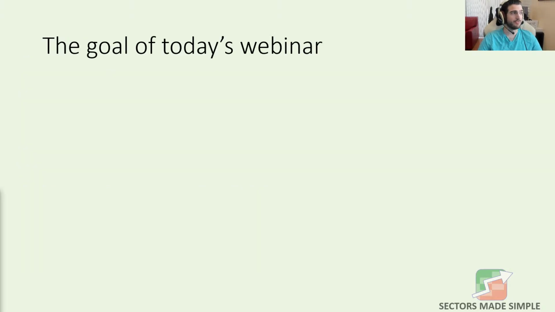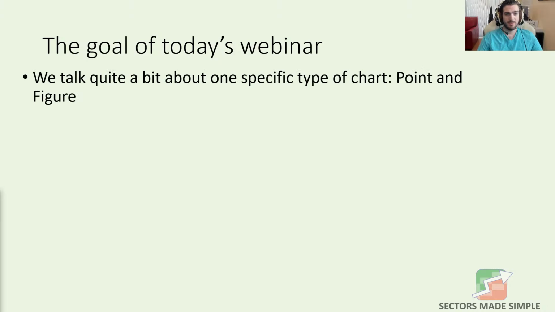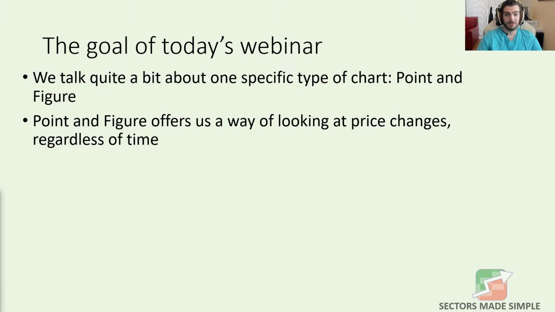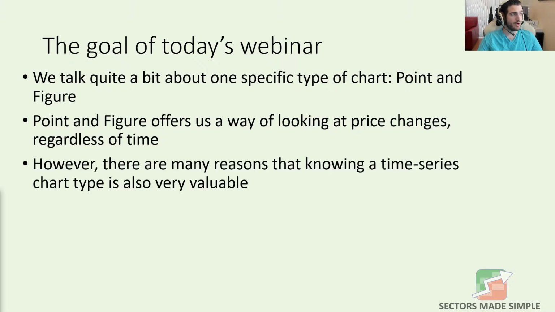So let's talk about the goals for the webinar today. We've covered on this channel quite a bit about one specific type of chart. Point and figure. But point and figure is not perfect. There's many things that it offers us to do, such as see price changes regardless of time. We cut out the time and instead focus on trend. And that's really useful, but we don't always want that. There are many reasons that knowing data over time, prices over time, are incredibly valuable to us.